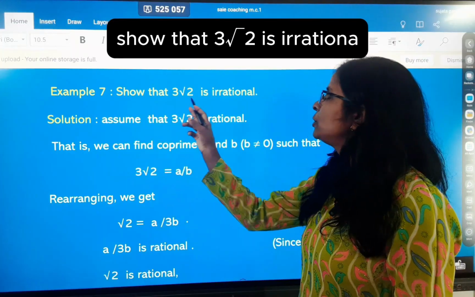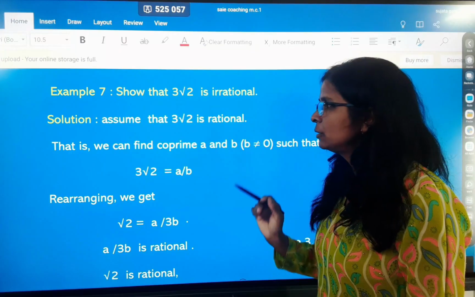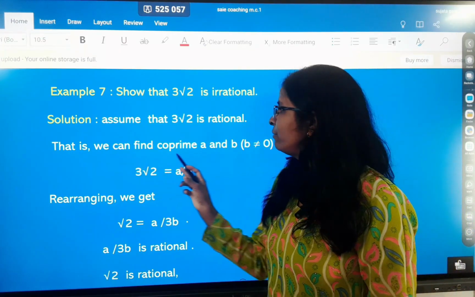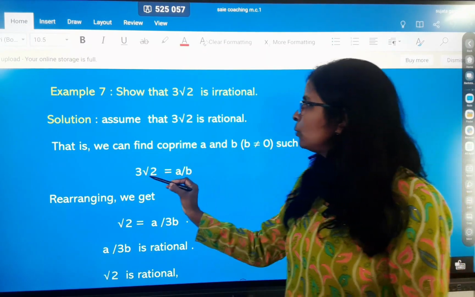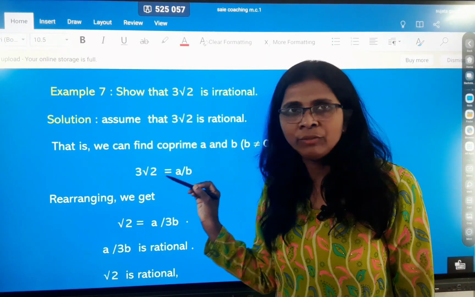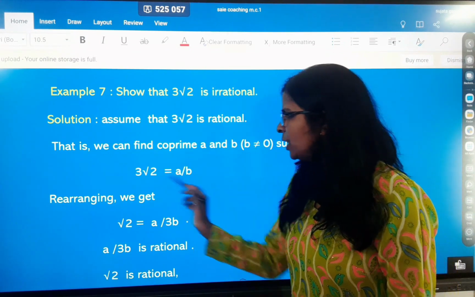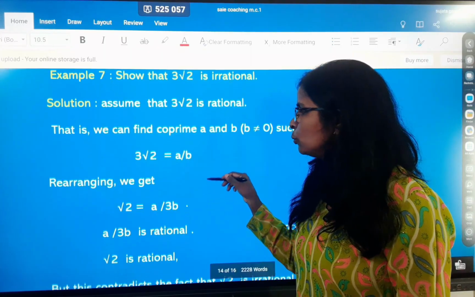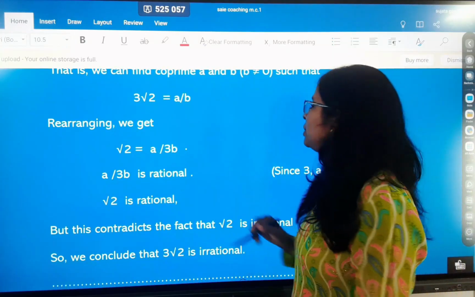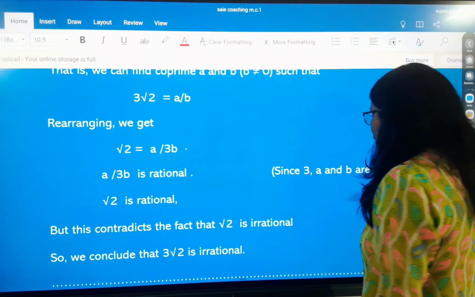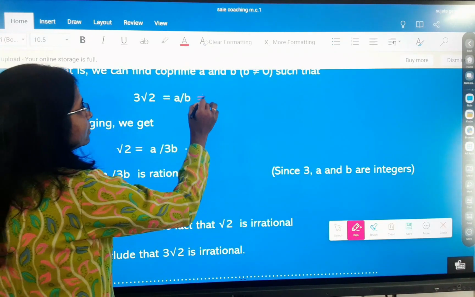That will show that 3 root 2 is irrational. So assume that 3 root 2 is rational. So we can find co-prime a and b where b is not equal to 0 such that 3 root 2 is equal to a upon b form. It is rational. Now rearranging the terms we get root 2 is equal to a upon 3. इथे आपल्याला काय मिळतं, क्रॉस मल्टिप्लाय करून टाका सरळ. सो क्रॉस मल्टिप्लाय केल्यावर काय येईल.